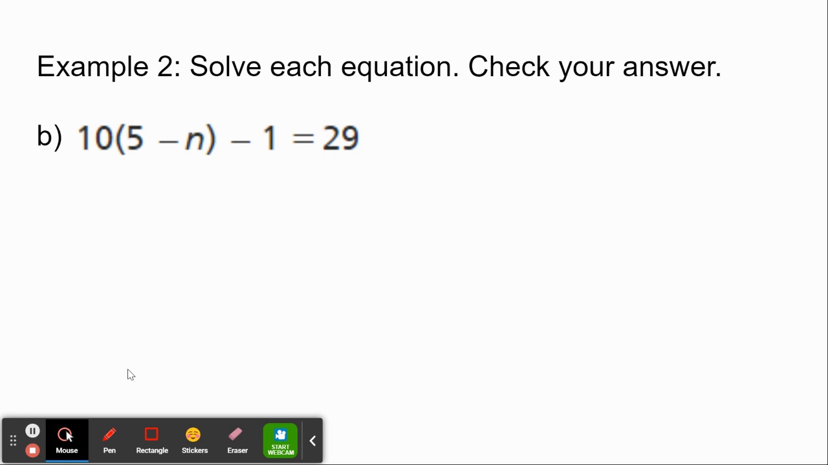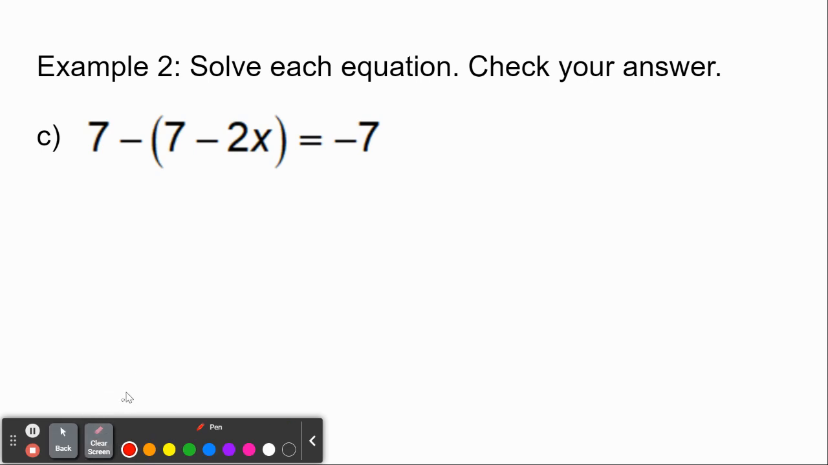Okay, one more like these here. So we have question C here. So we have to do the same exact thing. I see parentheses, so I'm going to draw my line down the equal sign. Now notice here, there are parentheses, so we are going to distribute.